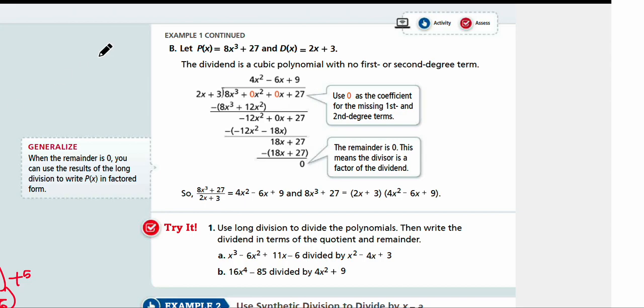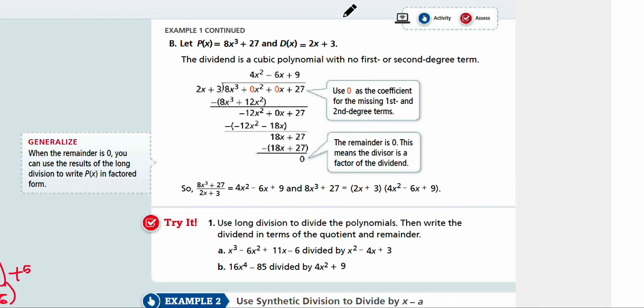Okay, are you ready? Let's look at try number 1, part A. Alright, so you divide this by this, right? You're going to use long division. I'm going to write it here. Okay, x cubed minus 6x squared plus 11x minus 6 all divided by x squared minus 4x plus 3. And now instead of a binomial, we have a trinomial, and that's okay. It's still the same rule.